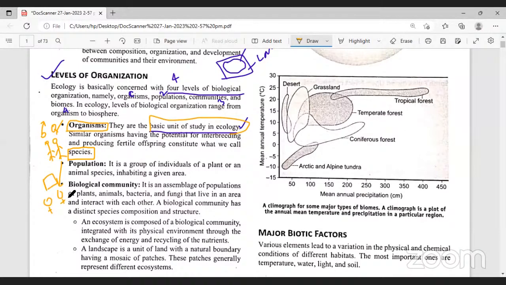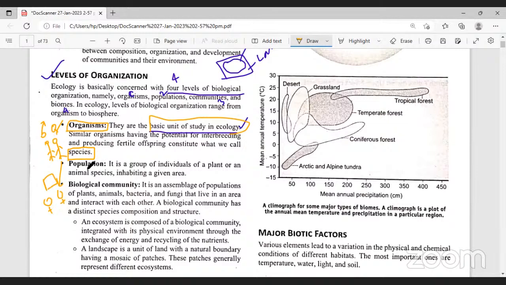Take an example, rat or cow or buffalo or whatever it may be. They can produce their own offspring. So as a result, they are all considered as species. Particularly buffalo, sheep, goat, or whatever it may be. Okay, my dear. And the next one is called population.